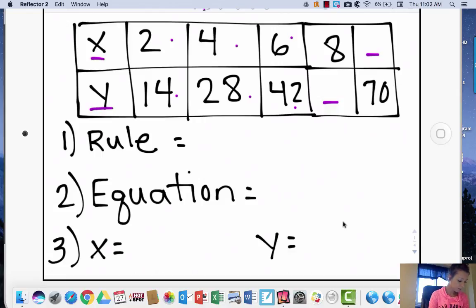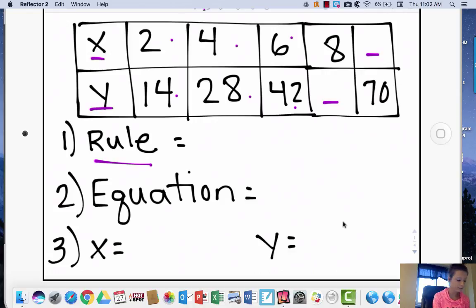So, first thing we're going to do is figure out what our rule is. Basically, we're figuring out how are we going from x to y. How are we going from 2 to 14, 4 to 28, 6 to 42? Once we figure that out, we can write an equation, and then we can use that equation to find our x value and our missing y value. So I always like to think and look at my numbers.